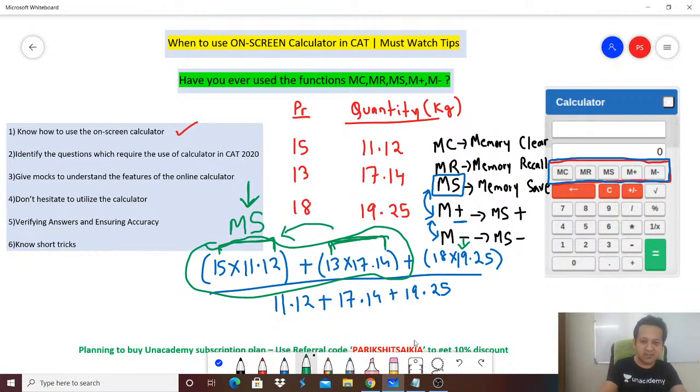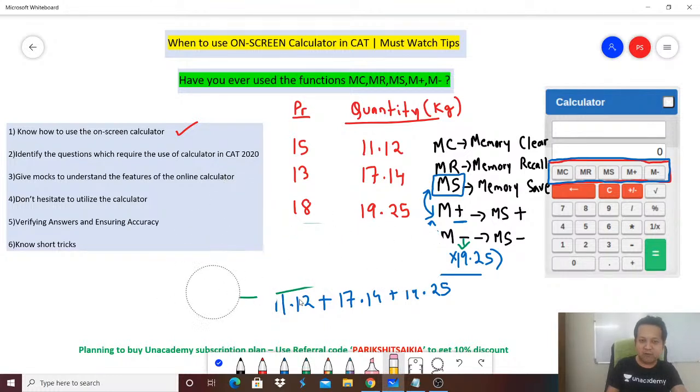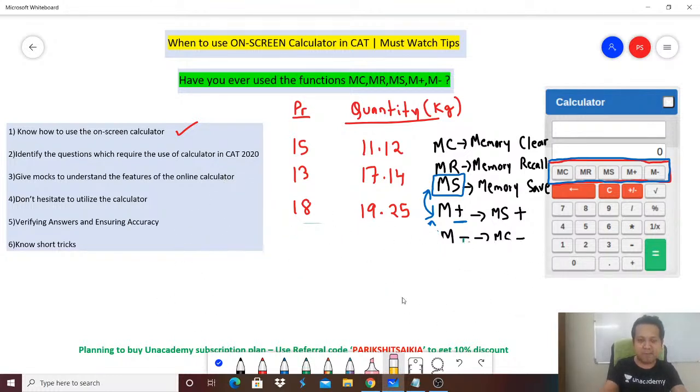The next points that I'm going to talk about. I hope you have understood the meaning of MS, MR, M plus, M minus and MC. The remaining functionalities, all of you know. This is percentage, this is reciprocal, square root. I already told you why you make a mistake. This is the clear function, right? If you click this, the calculator screen gets clear.